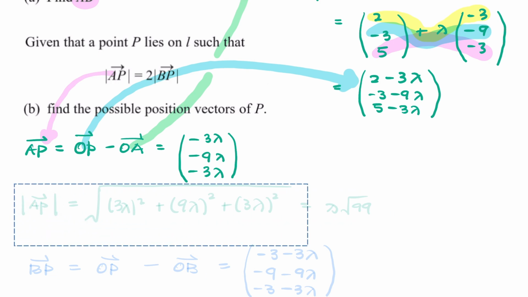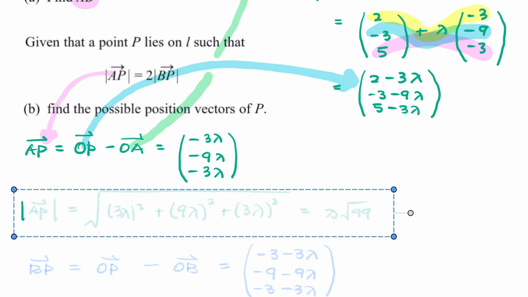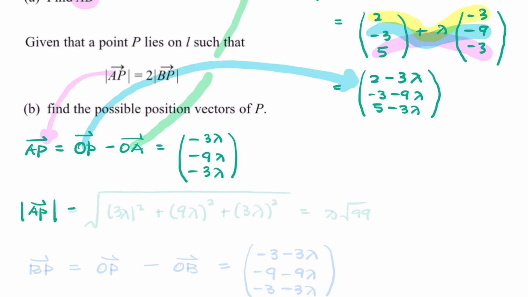And then we can say the magnitude of AP, or the modulus of AP, is simply the square root of the sum of the squares of these terms. So it's 3 lambda squared plus 9 lambda squared plus 3 lambda squared, which equals lambda root 99.